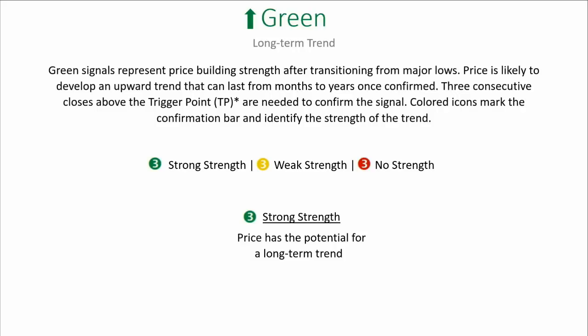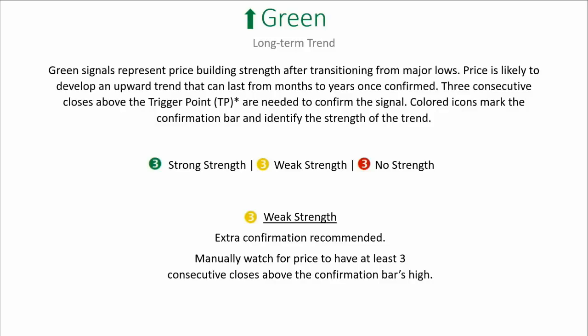Then when you see the yellow three icon, it's letting you know that price is a little rocky and needs a little extra confirmation. So now you have to manually watch for price to have at least three consecutive closes above the confirmation bar. And I'll show you how to do this once we jump into our live examples. And trust me, it's almost laughable how simple it actually is.